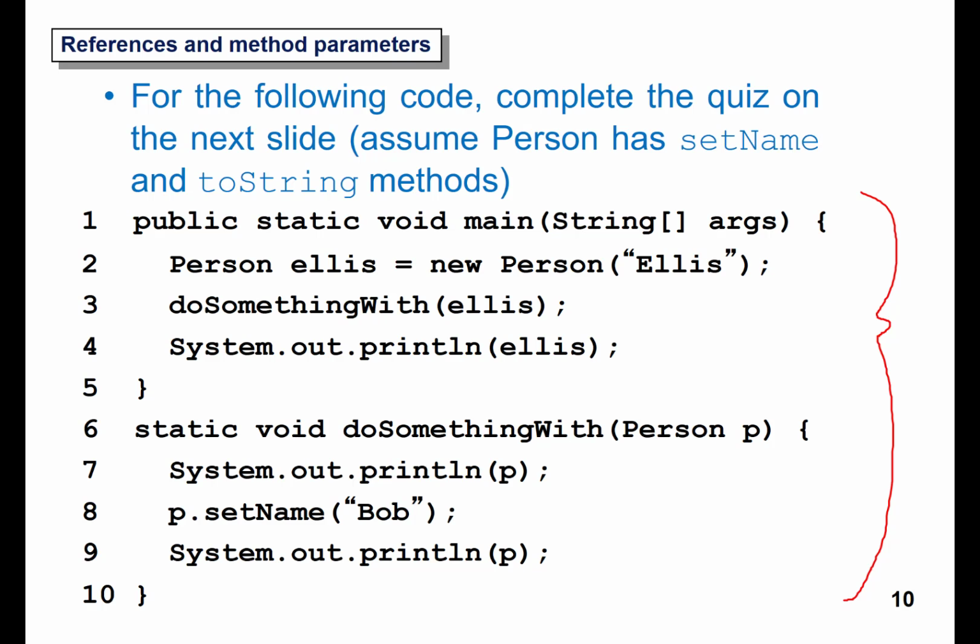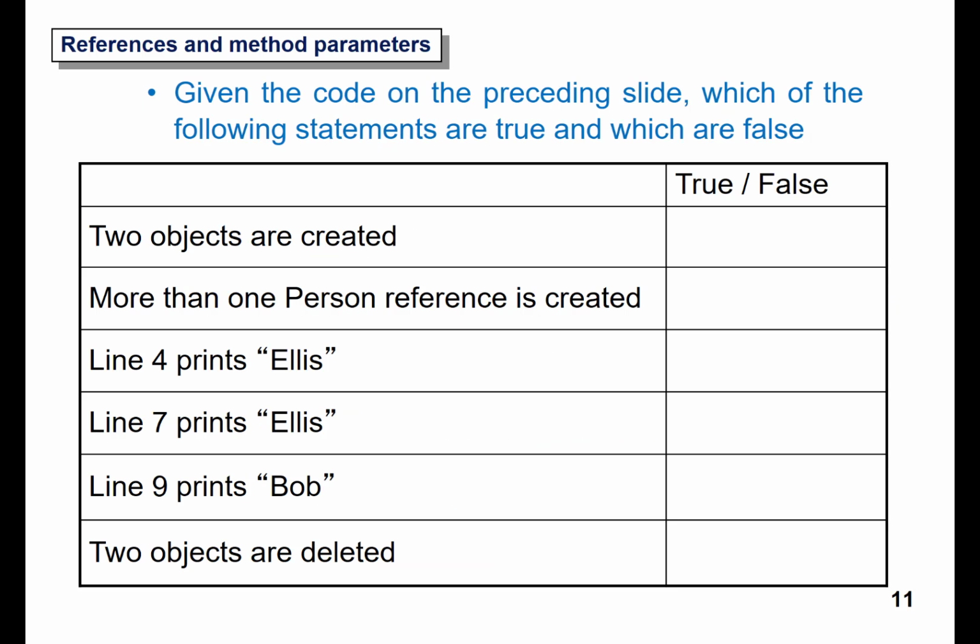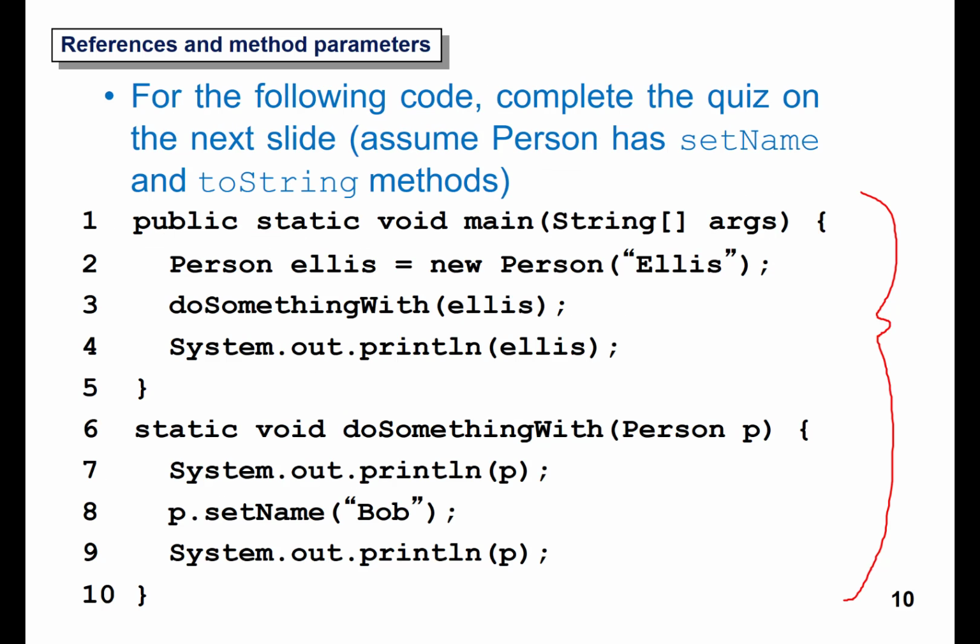Okay, so let's have a look at the program. Actually, let's have a look at the first question. So the question is, have two objects been created? So we're looking for the new keywords. So I have Person Ellis is equal to new Person, so that's one new keyword. And you notice that there's no other new keyword anywhere else in the computer program. So no, only one object has been created.